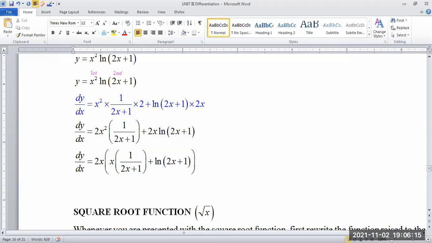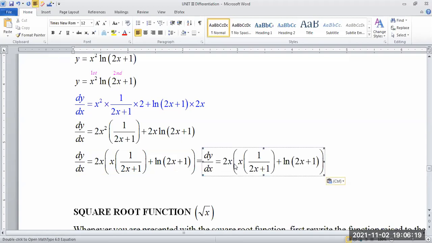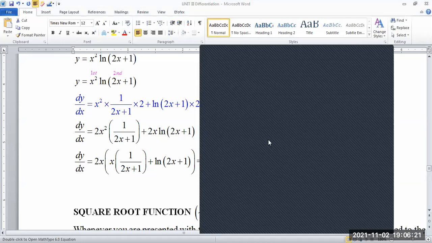So what I can do, I can copy, I can press equal. What I can do is to say that, just to make it a little bit nice-ish, presentable-ish.